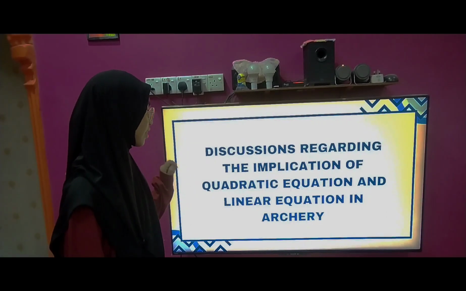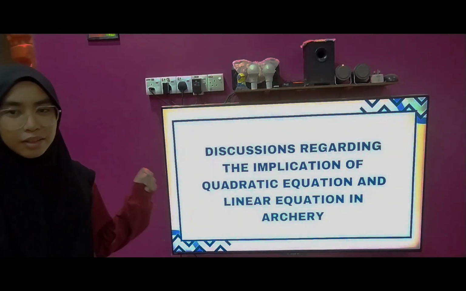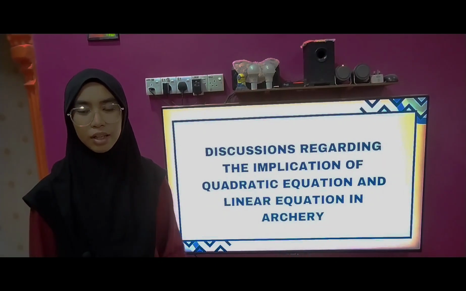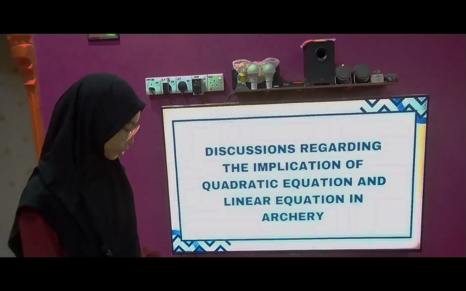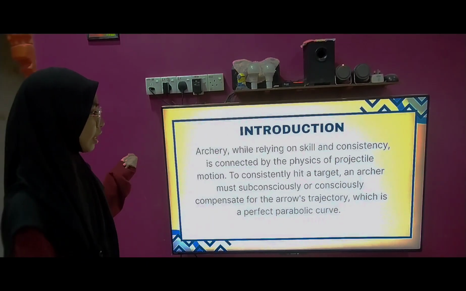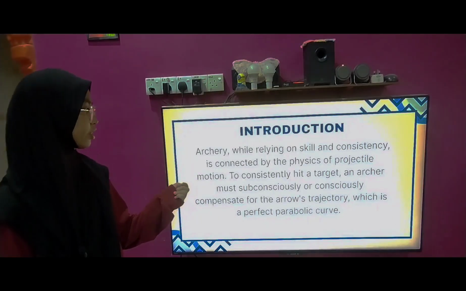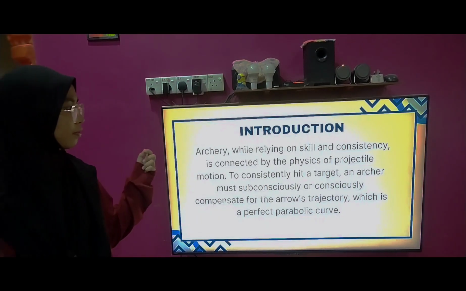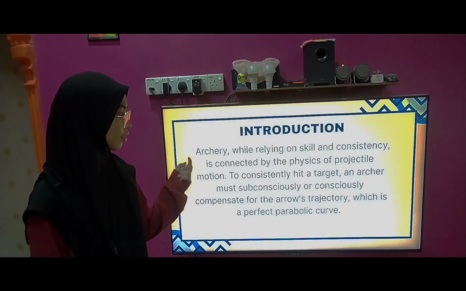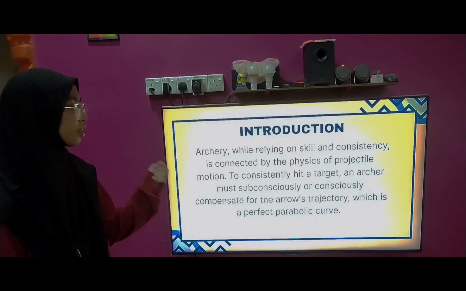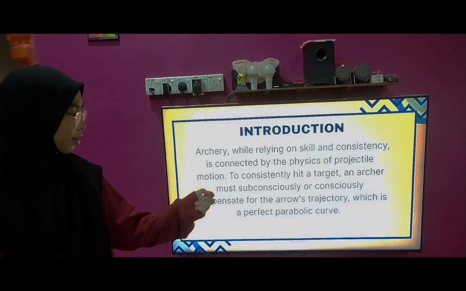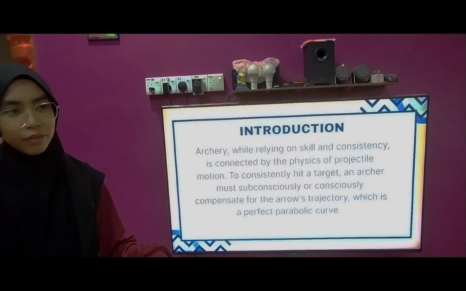So now we'll get to the discussions regarding the implication of quadratic equations and linear equations in the form of archery sports. For the introduction, archery, while relying on skills and consistency, is connected by the physics of projectile motion. To consistently hit a target, an archer must subconsciously or consciously compensate for the arrow trajectory, which is a perfect parabolic curve.